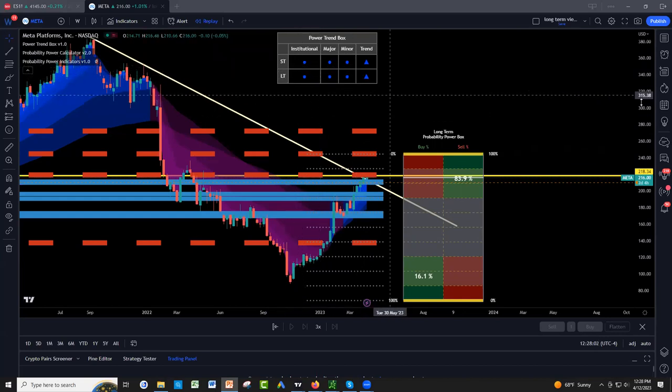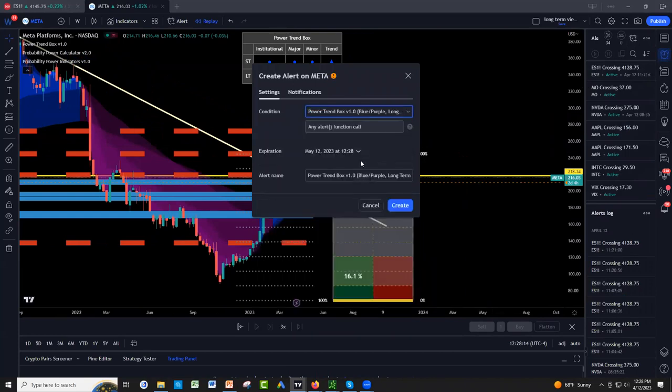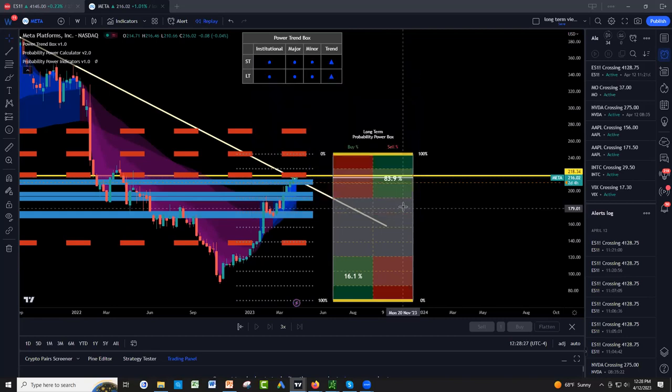Now, you can click here on your alarm, and you can click on the plus sign. You can go down here on the conditions and look for the probability trend box. And then each time the probability trend box will change on Meta, whether it's from up to sideways, whether short-term, long-term, boom. See, it says long-term, short-term, but long-term, because that's all I have right now, create the condition, and it will ring, it will ring.